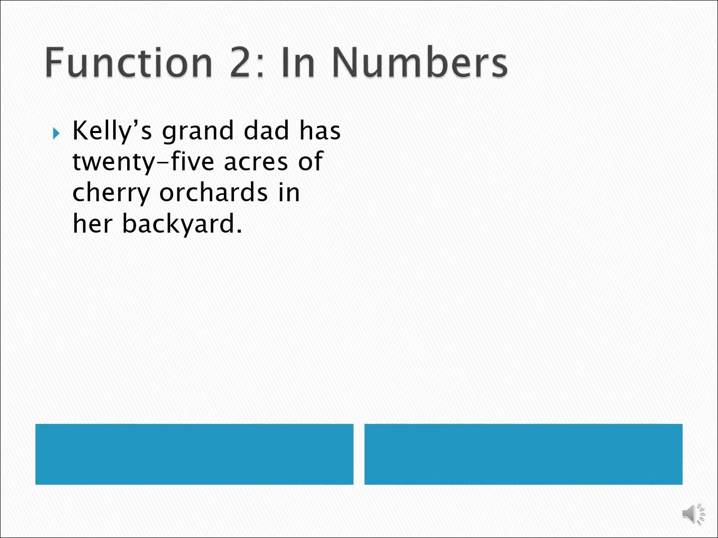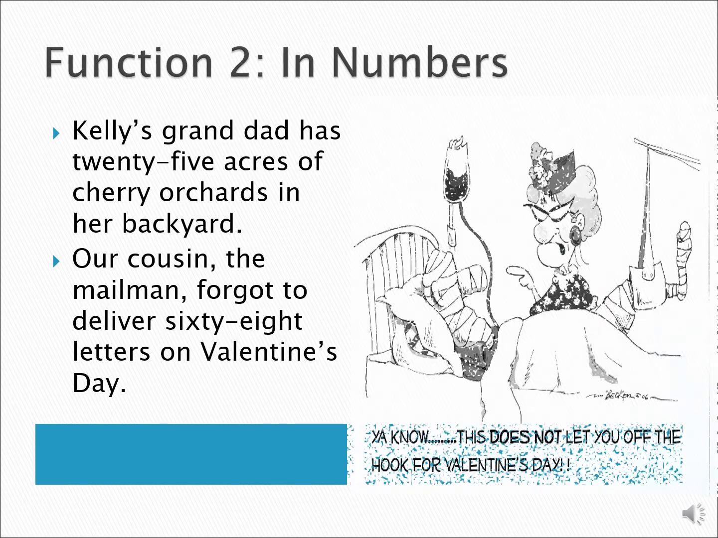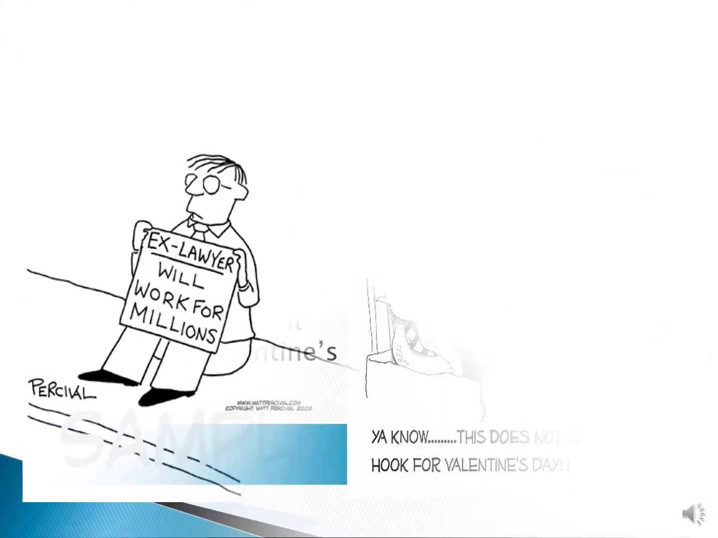Function number 2, it's very practical, and we see this all the time, would be in numbers. So if you have 25 acres, right, anything below 100 where we're adding the 2 words together, right, 36, 48, then that's going to have a hyphen, 68 letters on Valentine's Day. So I think we just sort of use the hyphen naturally in that kind of scenario. So not a big deal.